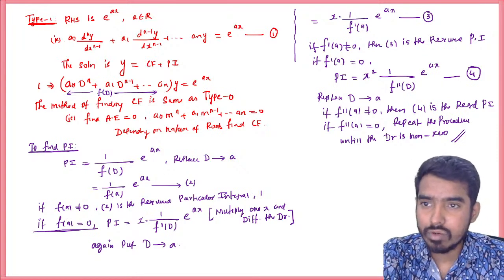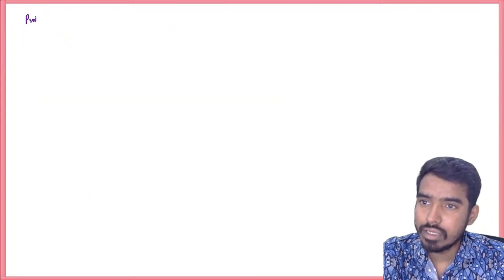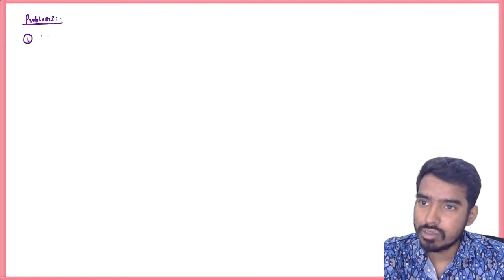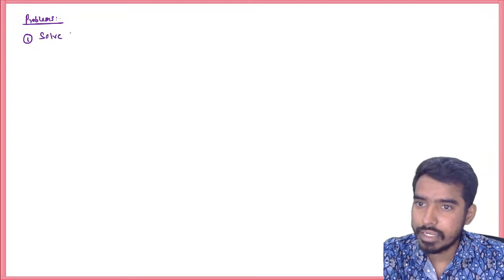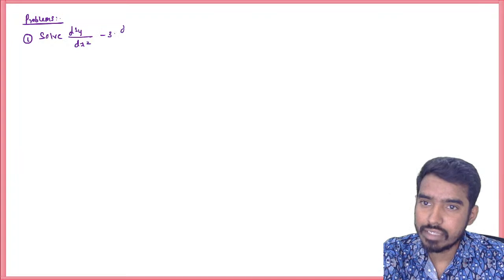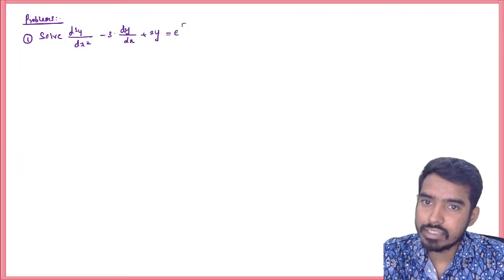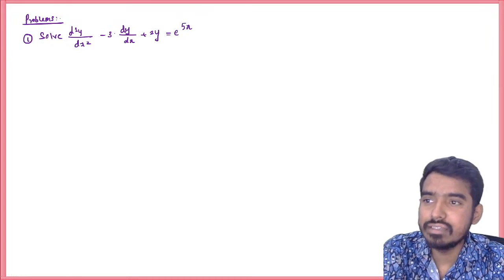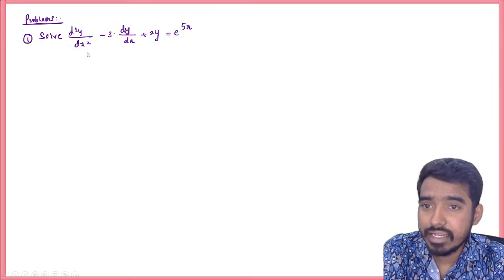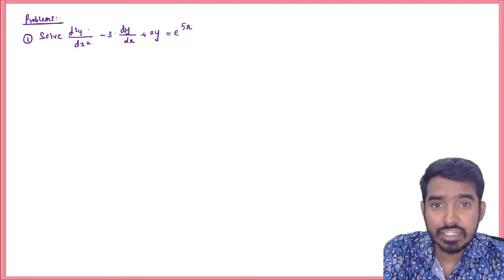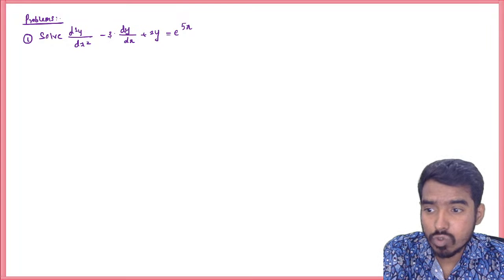Okay, so we'll do some problems, and then I'll give some exercise problems. After that, we'll move on to type 2. Solve d square y by dx square minus 3 times dy by dx plus 2y is equal to e power 5x. Now, this comes under what? It is a linear differential equation of second order with constant coefficients.